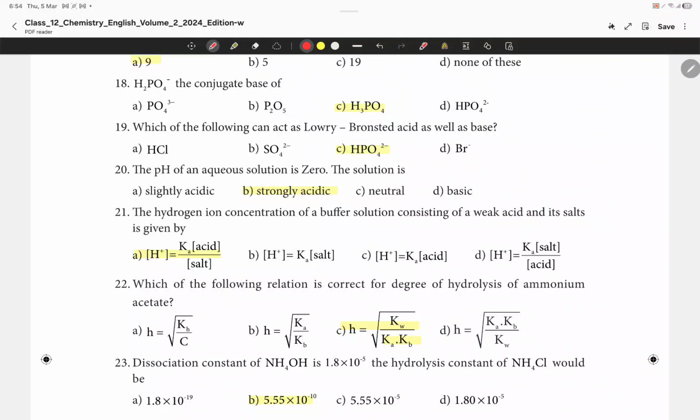Dissociation constant of NH4OH is 1.8 × 10 power minus 5. The hydrolysis constant of NH4Cl would be 5.55 × 10 power minus 10.